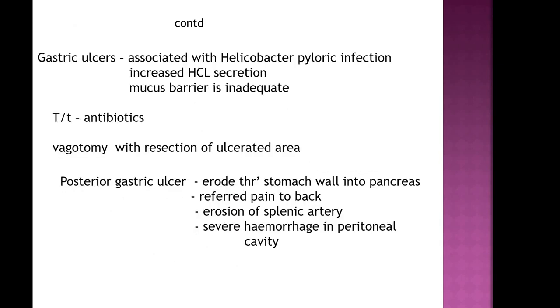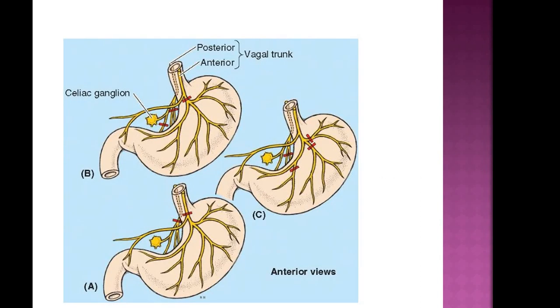When a gastric ulcer is associated with H. pylori infection, treatment is antibiotics, and when it is associated with increased HCl secretion, the treatment is vagotomy with dissection of the ulcerated area. When ulcers are situated posteriorly, that is a posterior gastric ulcer, it erodes through the stomach wall into the pancreas and causes referred pain to the back, and sometimes it may erode the splenic artery and there may be severe hemorrhage in the peritoneal cavity.